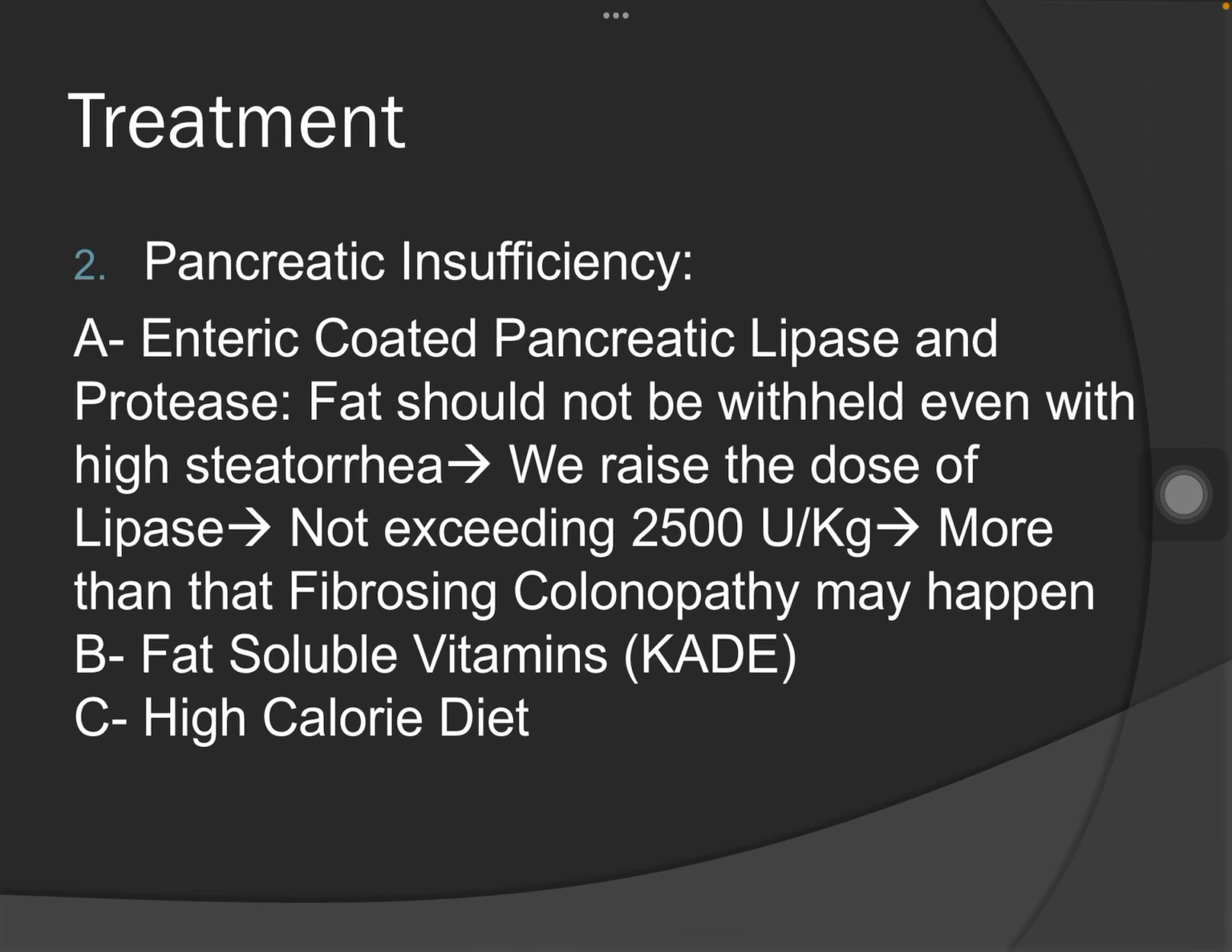Now, we can also give fat-soluble vitamins, which we can memorize using the mnemonic CADE: vitamin K, vitamin A, vitamin D, and vitamin E. And we also need a high-calorie diet.